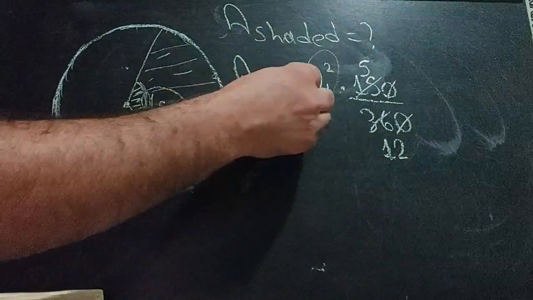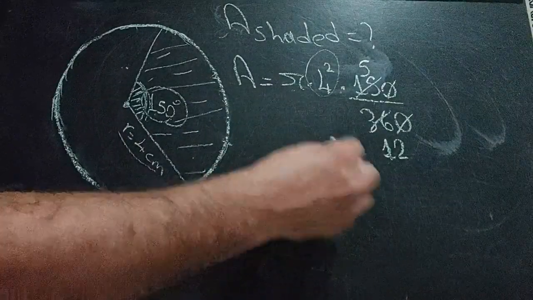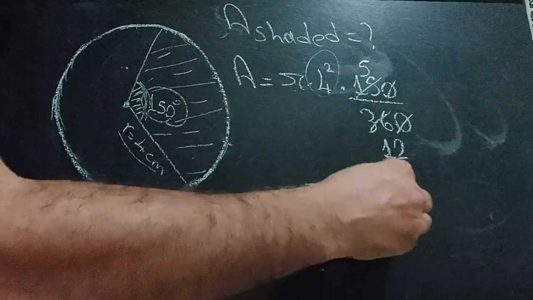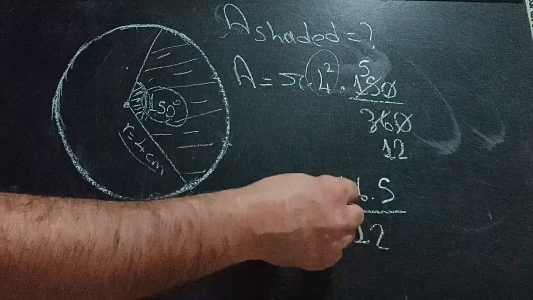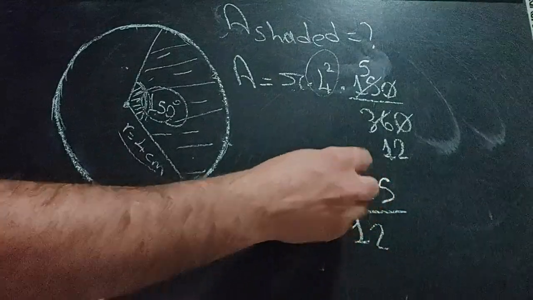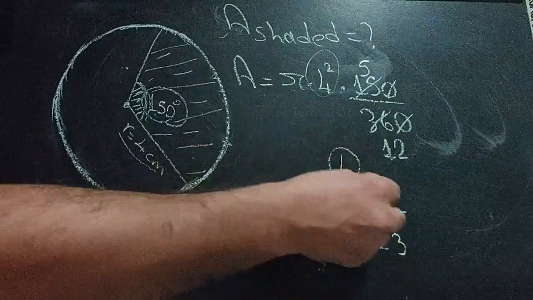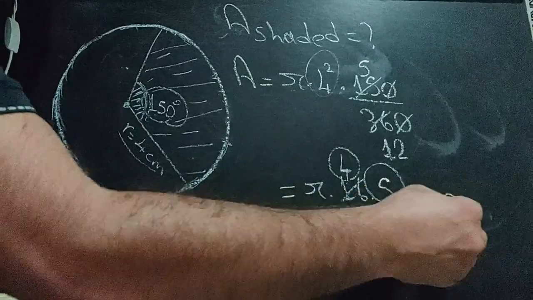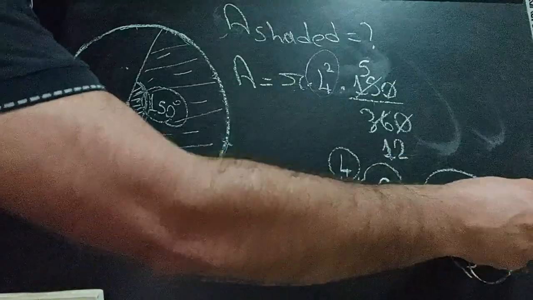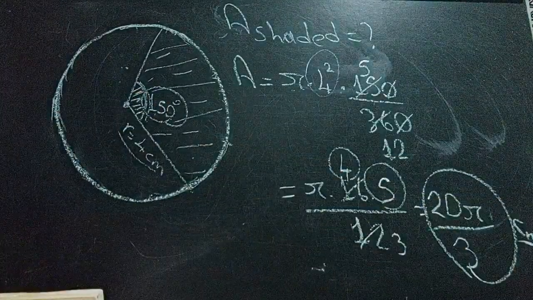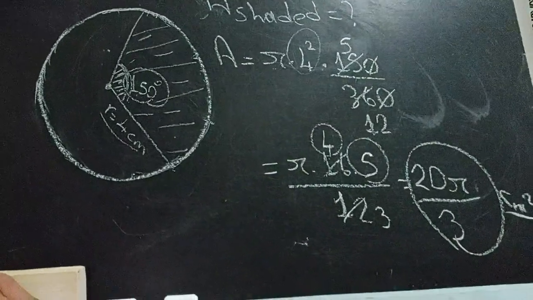Alright, now from this one it will be pi times 16 times 5 over 12. I can simplify this and this to each other. That will simplify by 4, simplify by 4, 3, which is going to be 4 times 5, 20 pi over 3 centimeters square.